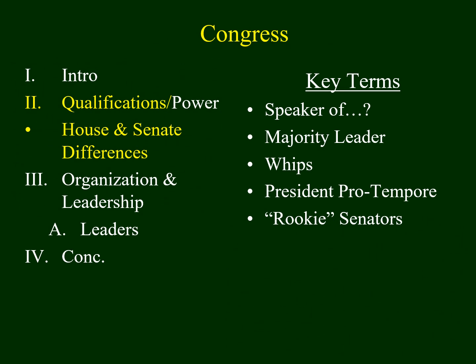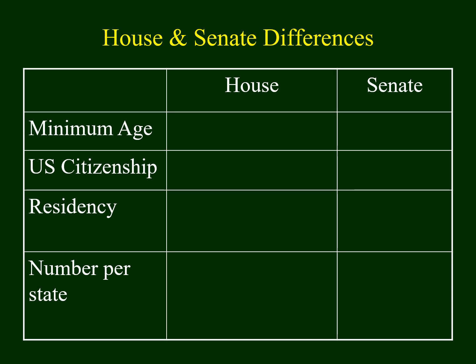The first topic we'll explore will be qualifications for serving in both the House and the Senate. The Constitution identifies several qualifications, and what we'll do is we'll fill in this chart as we go along. The Constitution identifies a minimum age for serving in both chambers. It's 25 years old for the House and 30 for the Senate.